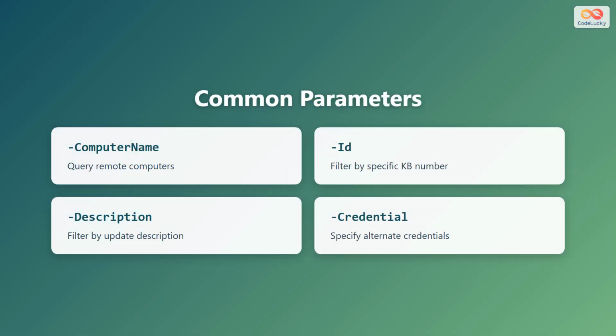Get-HotFix supports several useful parameters that extend its functionality. The ComputerName parameter allows you to query remote computers instead of just the local machine. The ID parameter lets you filter by a specific KB number, which is helpful when you're looking for a particular update. The Description parameter filters updates based on their description text, useful for finding specific types of updates. And the Credential parameter allows you to specify alternate credentials when querying remote systems that require different permissions. These parameters make Get-HotFix flexible enough to handle various administrative scenarios.